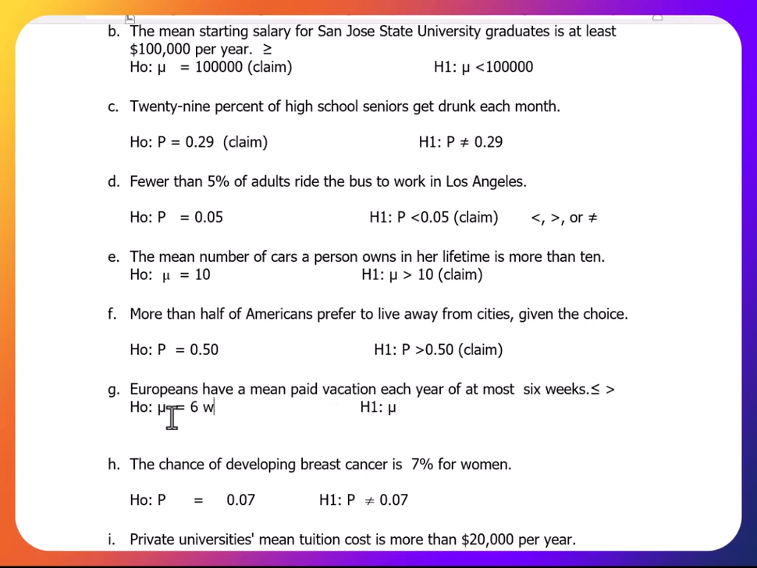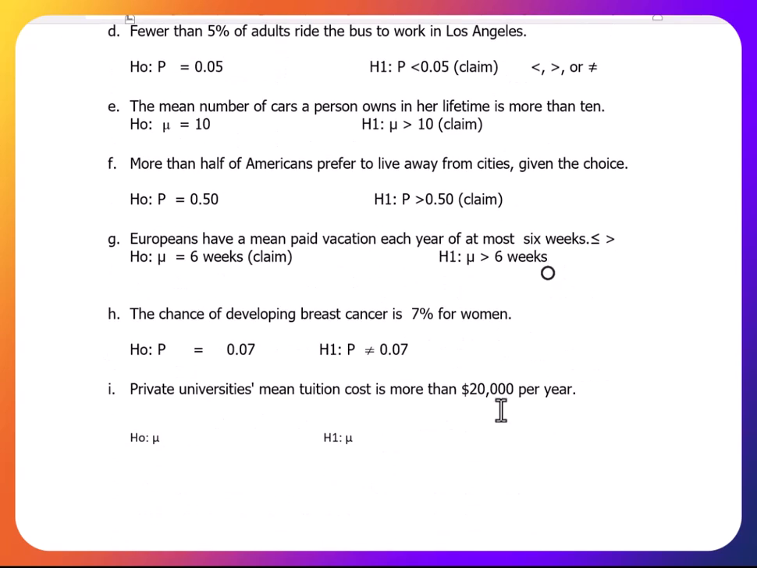Equal 6 weeks, which is the claim. And then we agree that the complement of at most is greater than, and we put 6 weeks. The chance of developing breast cancer is 70%. So P equals 0.07. And again, I intentionally put some questions where the claim turned out to be in H0, but it's not the case in your book. Most of the claims will turn out to be in H1.